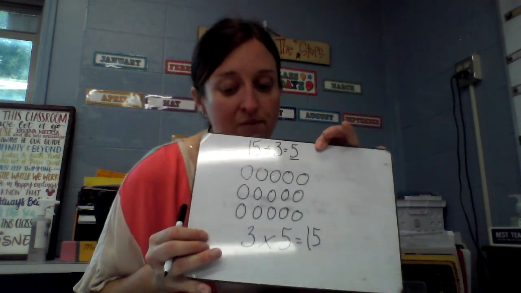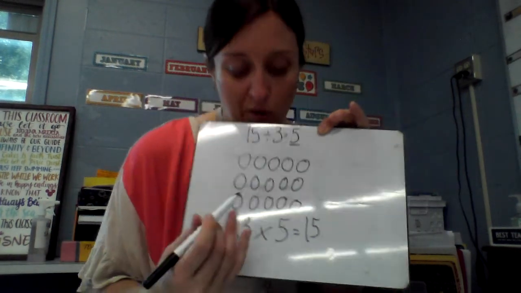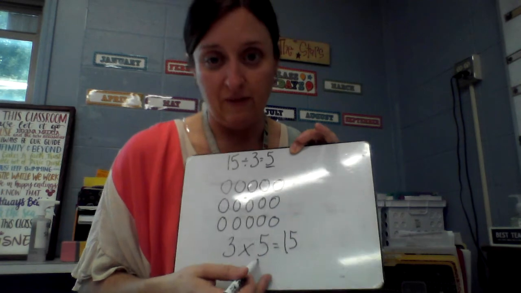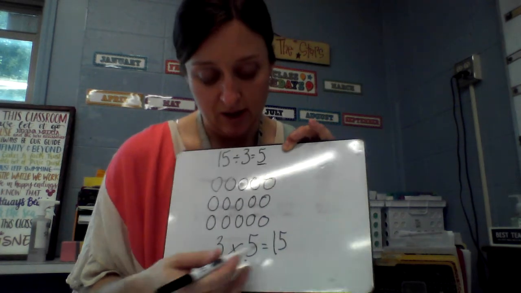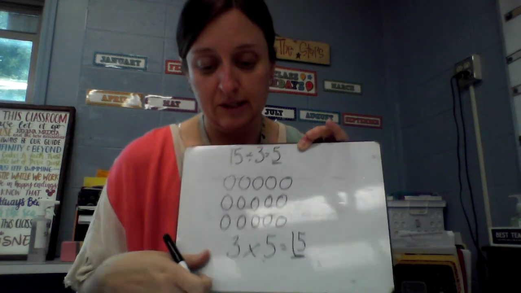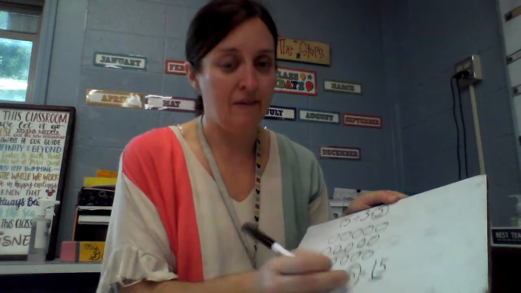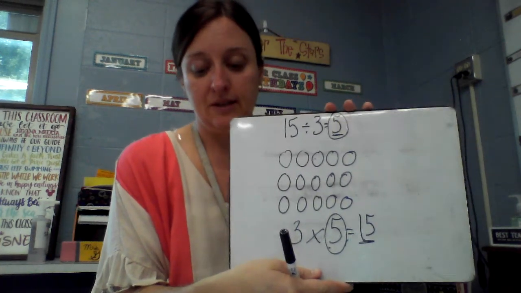Are we starting to see how multiplication and division are very related? So my quotient right here is one of the factors in my multiplication equation, and my product is one of the numbers in my division sentence. We can see all the circles. It really stands out. We see that 5 in both places. Let's take a look at another one.